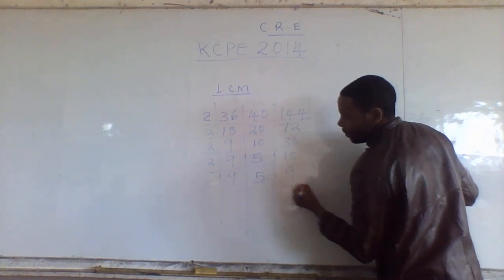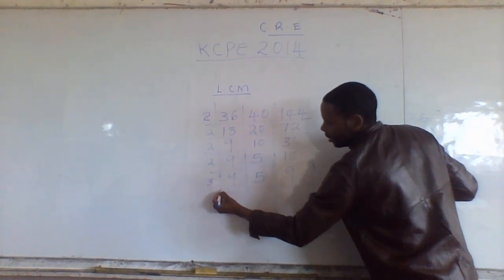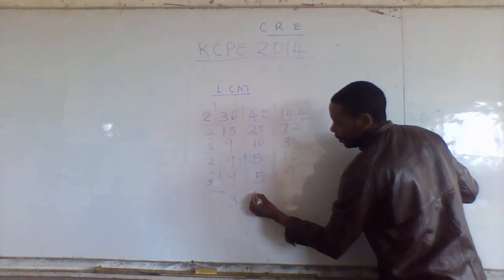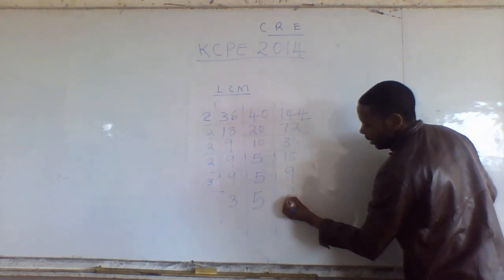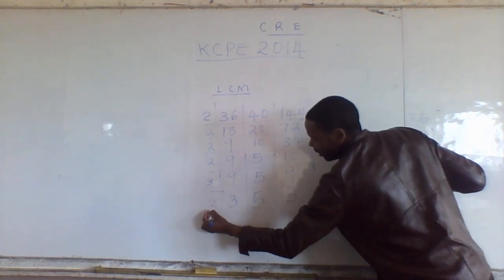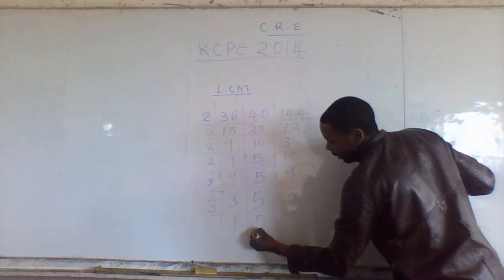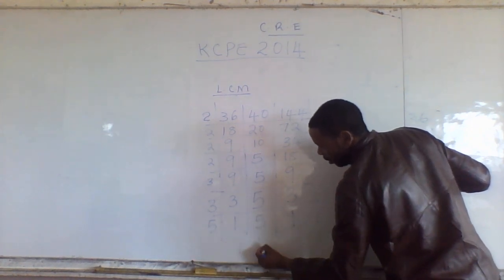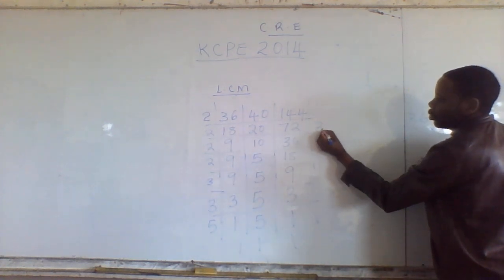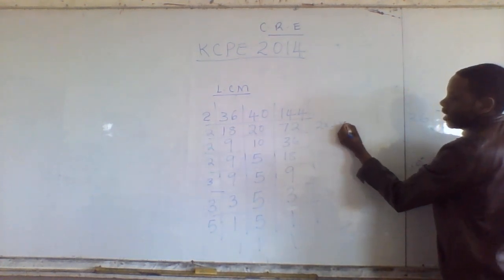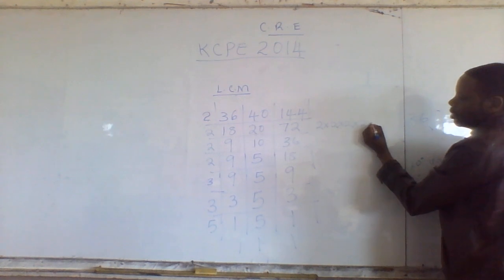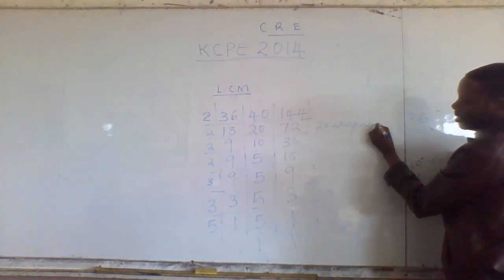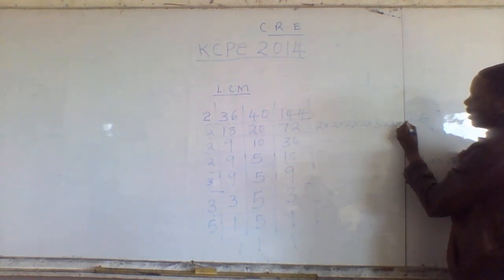The smallest prime number that can divide this is 3. 3 gives us 3, 15. Then 3 again gives 1, 5, 1. Then 5 gives 1. So the LCM is 2 times 2 times 2 times 2, that is four 2s, times 3 times 3 times 5.